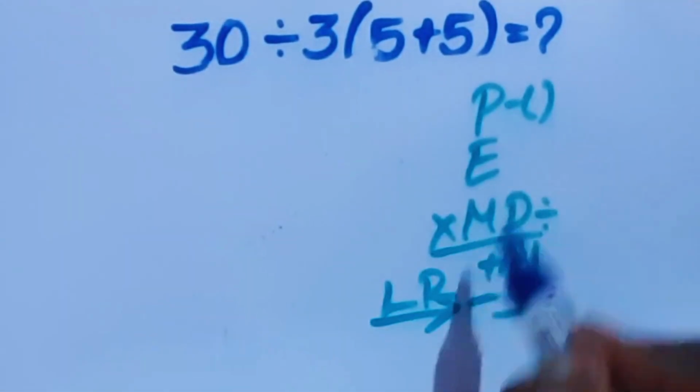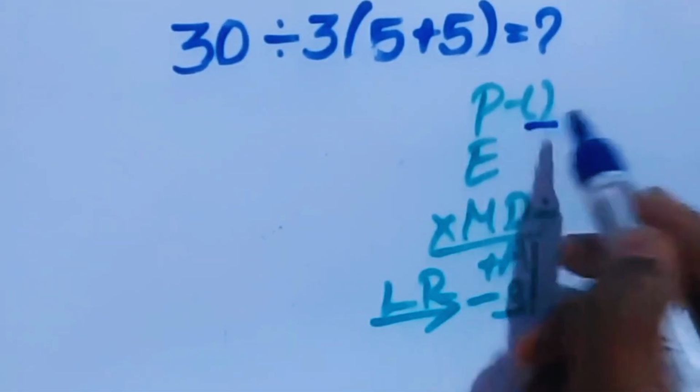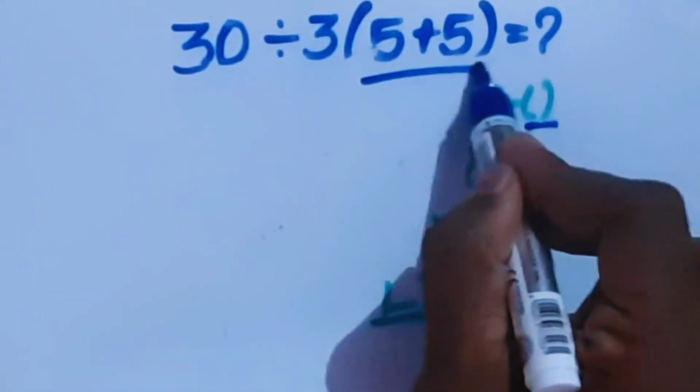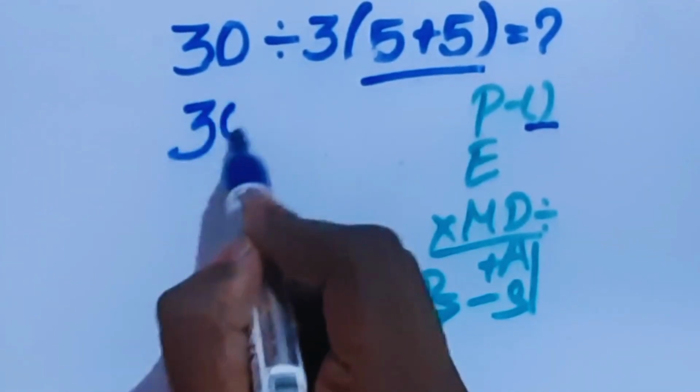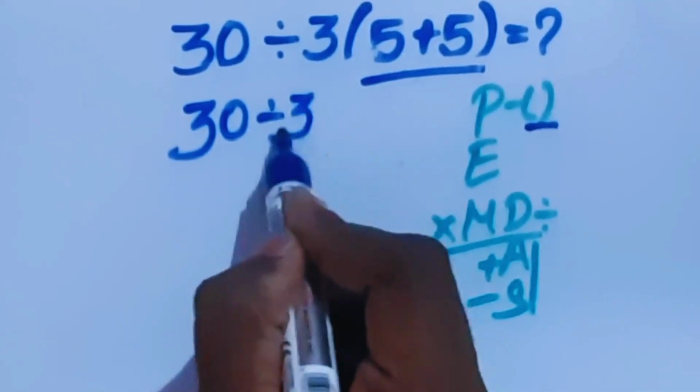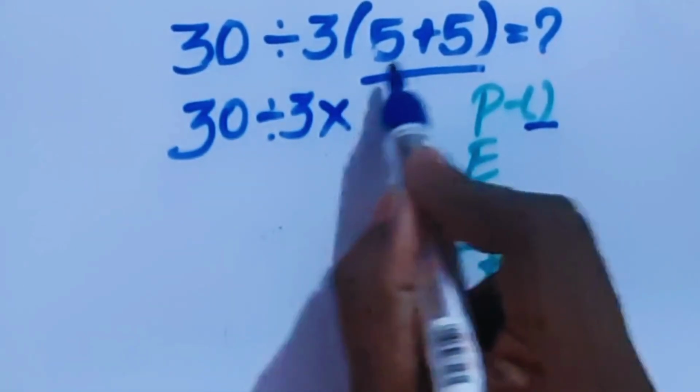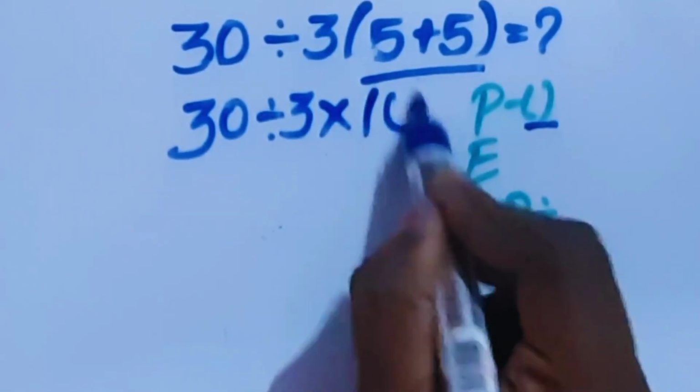Now, as per this order of operations PEMDAS, this bracket is higher priority. So, we have to do this action before this. So, 30 divided by 3 times 5 plus 5, which is 10.